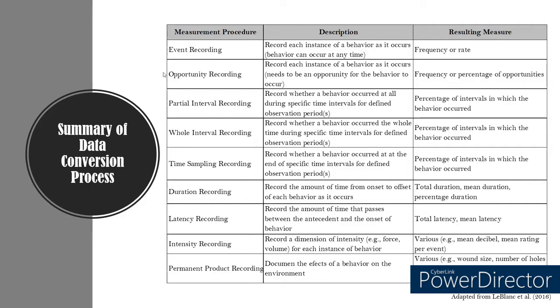So let's first understand the procedures. Event recording. In this, we actually record each instance of a behavior as it occurs. Behavior can occur at any time. So when we talk about event recording, it is a continuous measurement, that is why frequency is very important. But if the base is changing, the time is changing, then we need to draw a graph of the rate. Otherwise, we can directly draw the frequency.